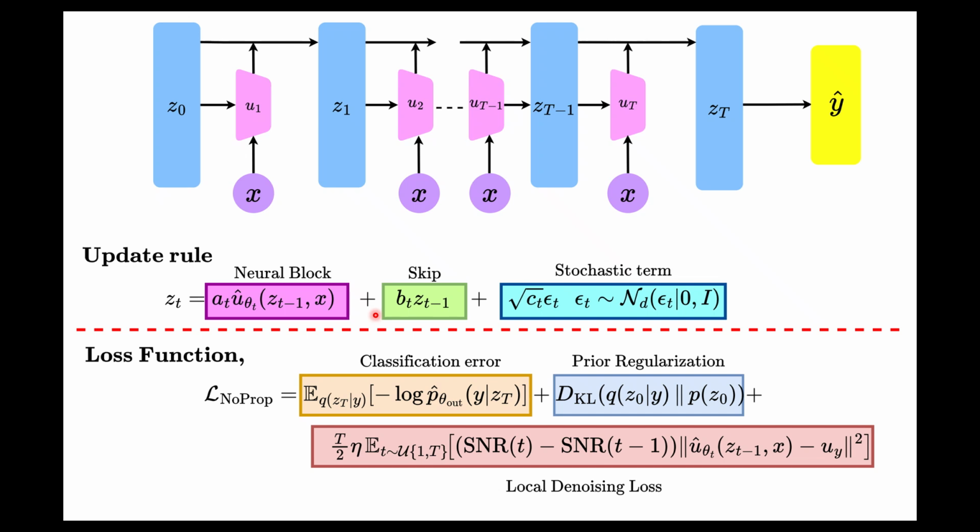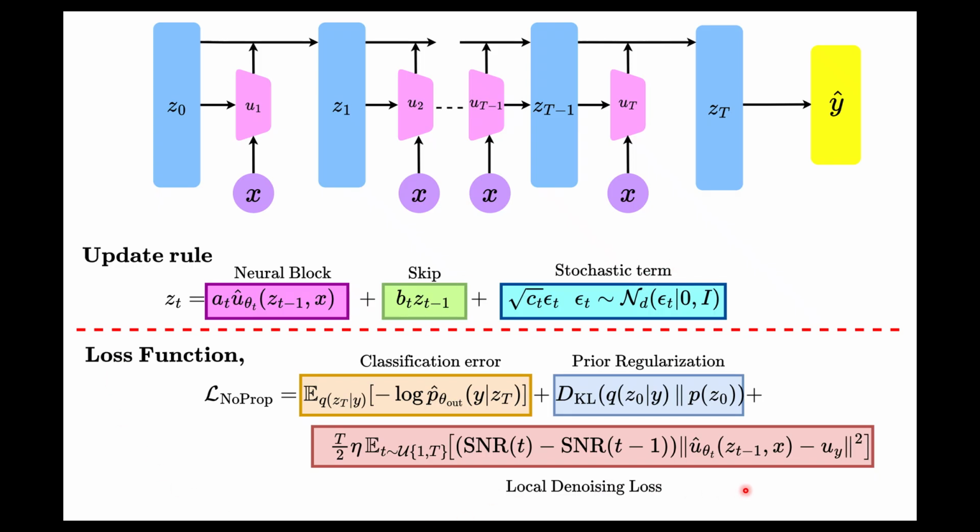And also we have a stochastic term, and it fulfills two roles. It enforces the diffusion interpretation, like the model must learn to denoise under uncertainty. This noise term is derived from a normal distribution, and it prevents blocks from overfitting to a deterministic trajectory. It should be stochastic. And we also have this loss function.